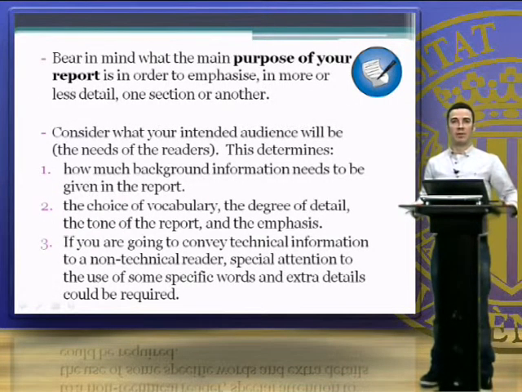Bear in mind what the main purpose of your report is going to be, in order to emphasize in more or less detail one section or another. You should always consider what your intended audience will be, that is, the needs of the readers. This is going to affect, for example, how much background information needs to be provided, the choice of vocabulary, the degree of detail, the tone, the emphasis, etc. If you are going to convey technical information to a non-technical reader, you have to pay special attention to the use of some specific words and consider that some extra details could be required.